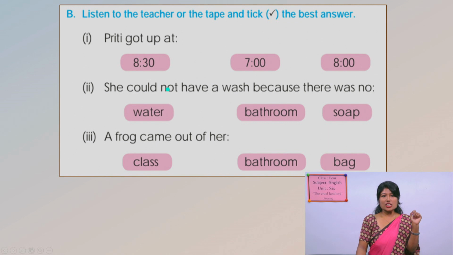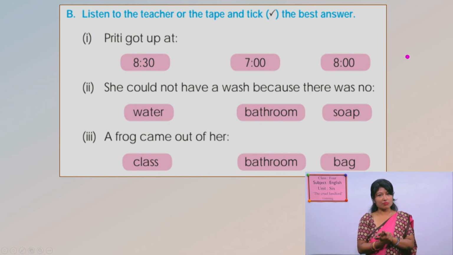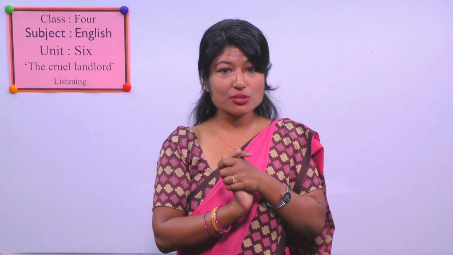Number two, she could not have a wash because there was no what? Water, bathroom, soap. What wasn't there? And then third, a frog came out of her class, bathroom or bag. What was it? So you have to check the right one among these three. Did you get that? Have you understood what you have to do?